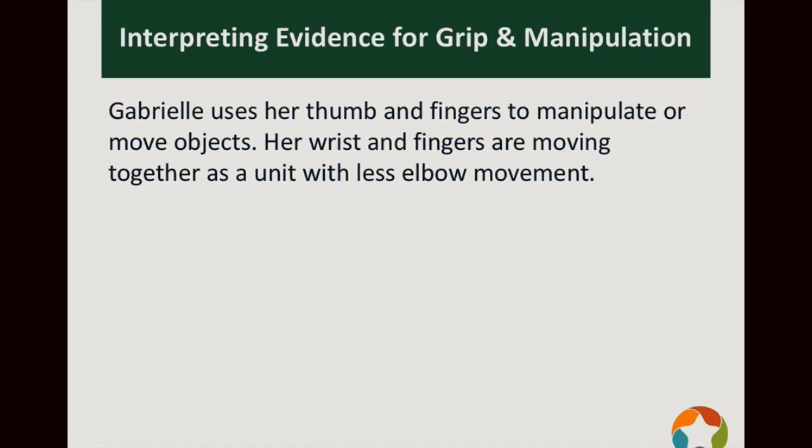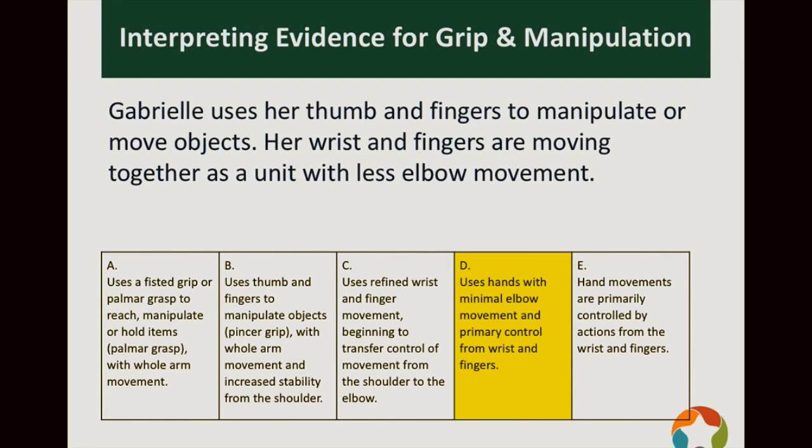Let's do another grip and manipulation example. Gabrielle uses her thumb and fingers to manipulate or move objects. Her wrist and fingers are moving together as a unit with less elbow movement. What is Gabrielle demonstrating along that construct progression? We've chosen skill step D for Gabrielle along that construct progression.